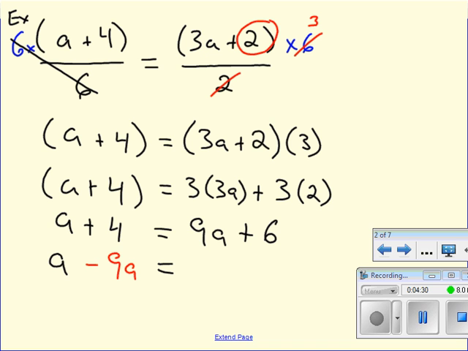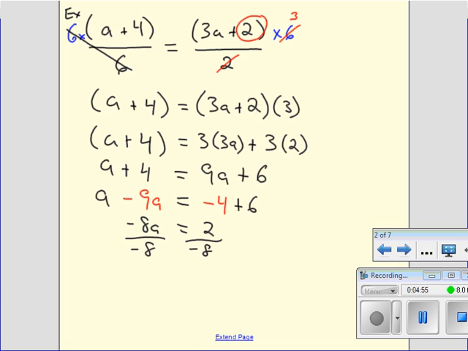And I'm going to have positive 4 becomes negative 4 on this side, plus 6. I'm left with negative 8a is equal to 2. Divide both sides by negative 8. Negative 8 over negative 8 leaves me with a. 2 divided by negative 8 gives me negative 1 over 4. And that's how we solve with fractions in our equation.